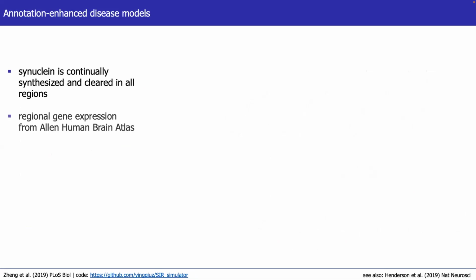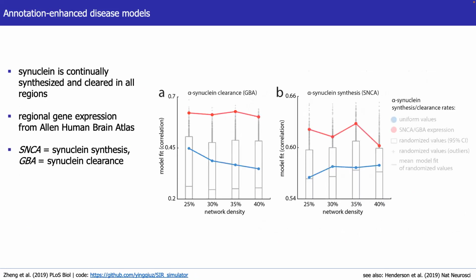What we did in our initial simulations was to say that synuclein, we know, is continuously being synthesized and cleared in different parts of the brain. But what we were doing, at least initially, was to run models. So I'm showing you here on the y-axis model fits, and in blue, here are models. Don't pay attention to the x-axis, just slightly different ways of reconstructing the network. But in blue, what you're seeing is how well the model does when I have equal, completely uniform synthesis and clearance for all brain areas.